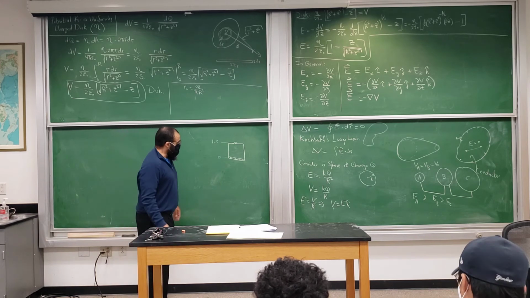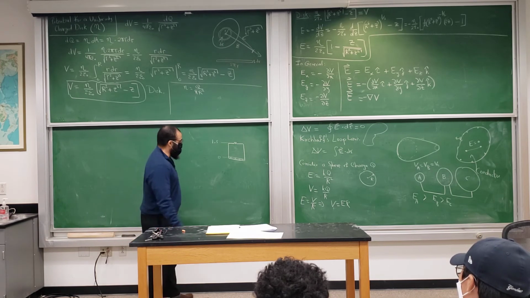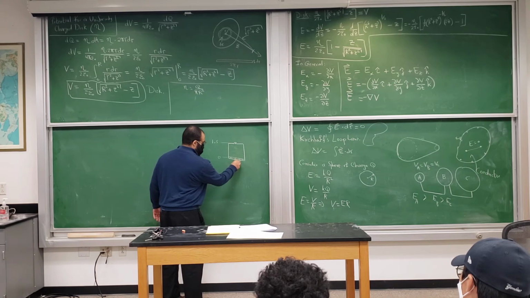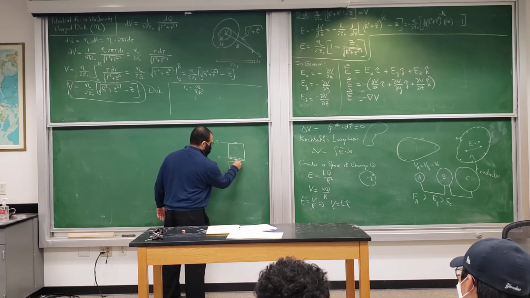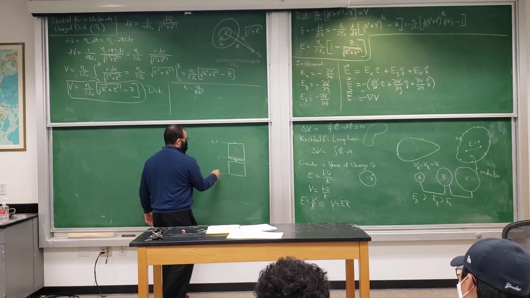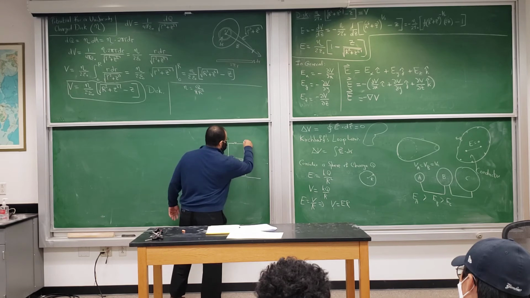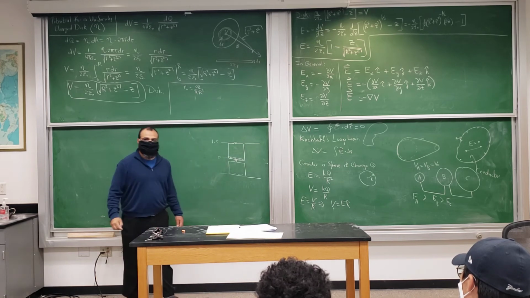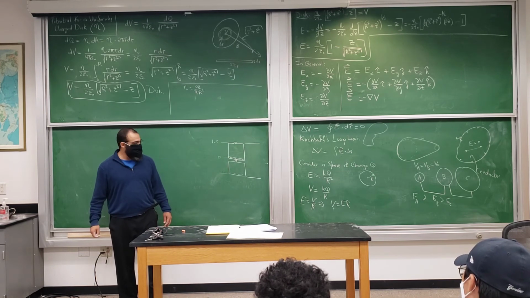If you put a battery next to a battery like this, and let's say both are 1.5, what would the potential difference be from here all the way to here? 3. It would be 3 volts.